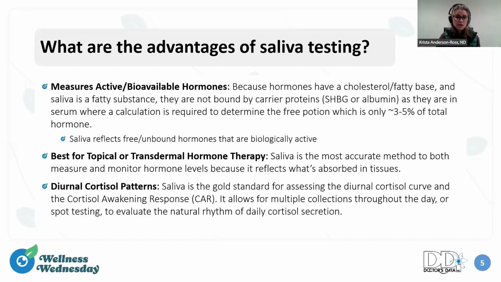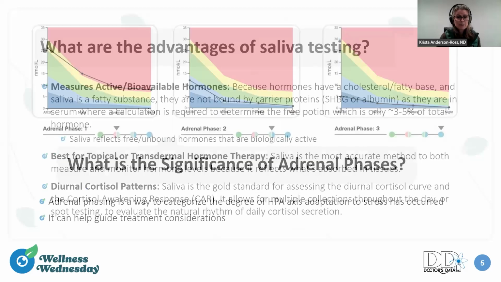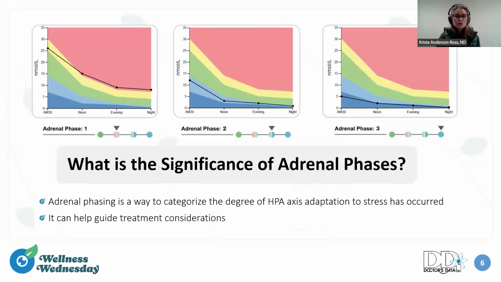It's also the most accurate way to monitor topical or transdermal therapy because it reflects tissue absorption. And it's also considered the gold standard for assessing the diurnal cortisol curve and for the cortisol awakening response. The adrenal phasing is a way to categorize the degree of HPA axis dysfunction. It can help guide your treatment protocol.